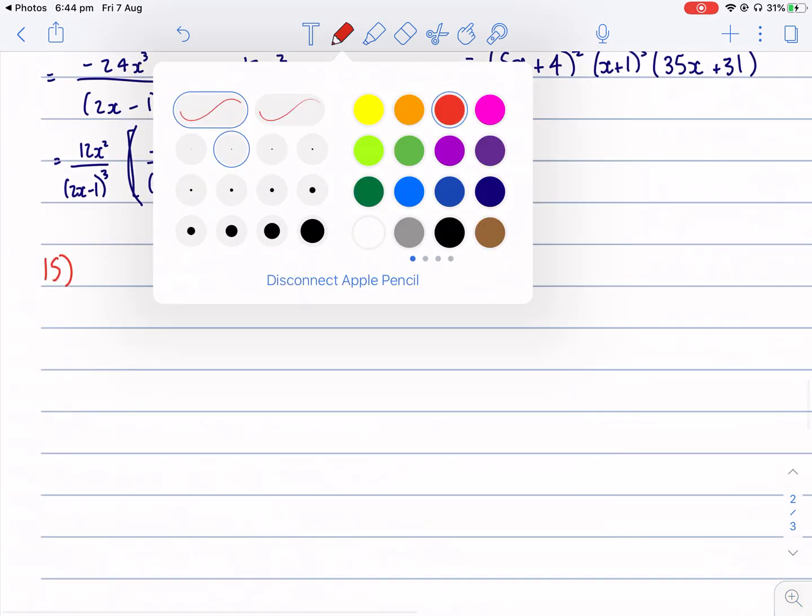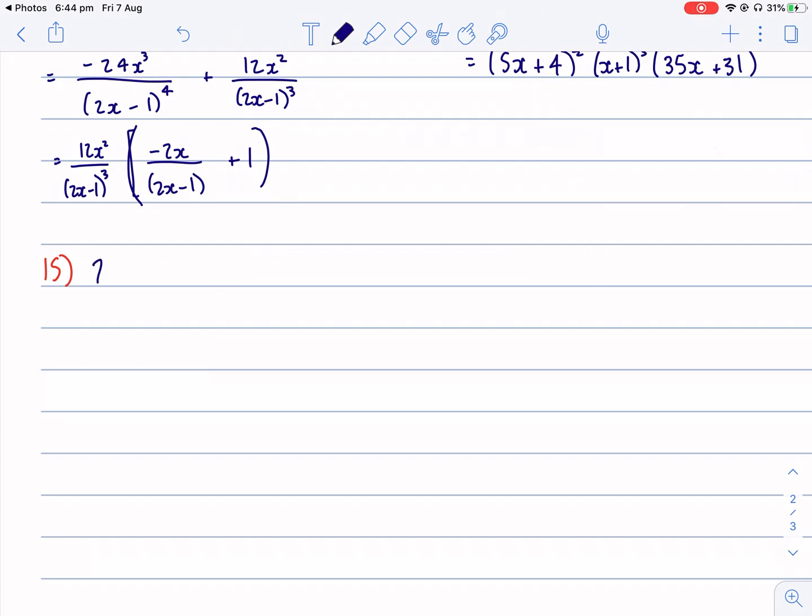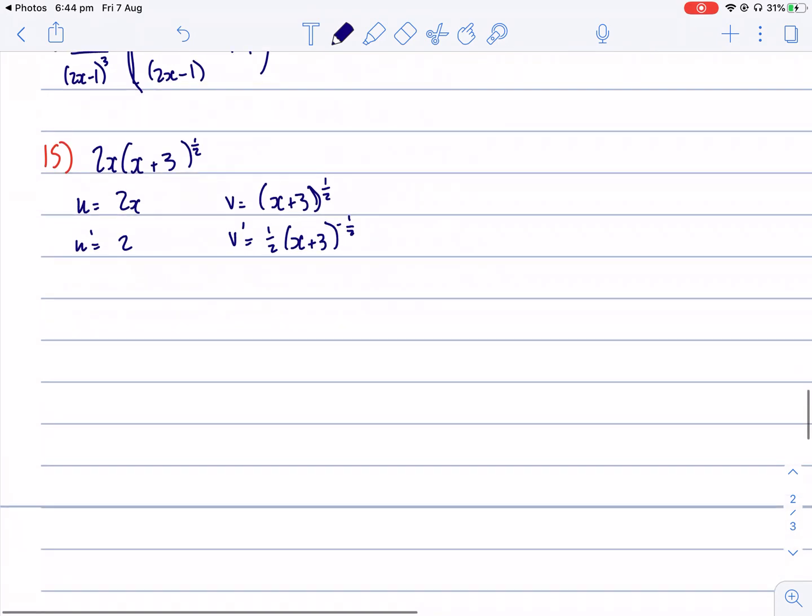Okay, now they're getting a bit more interesting. So we've got 2x, (x plus 3) to the half, so that's the square root of that. u dash, v dash. 2x, 2. Now this is (x plus 3) to the half, which means we've got a half, (x plus 3) to the negative a half, which is the same as 1 on 2 root x plus 3.